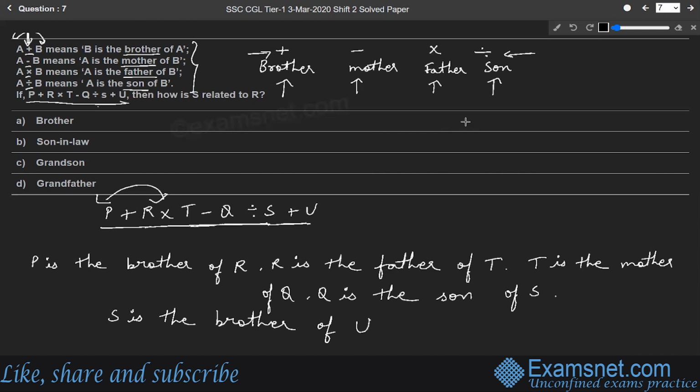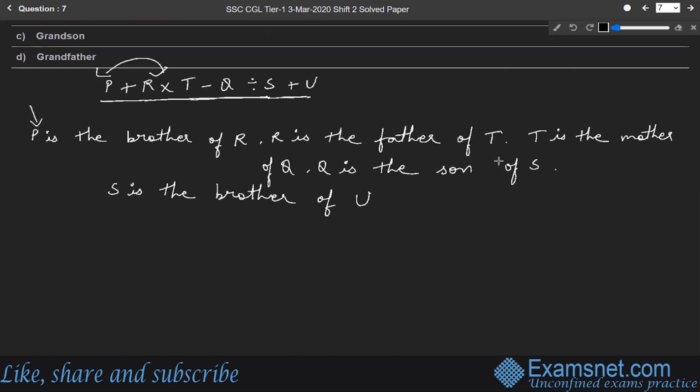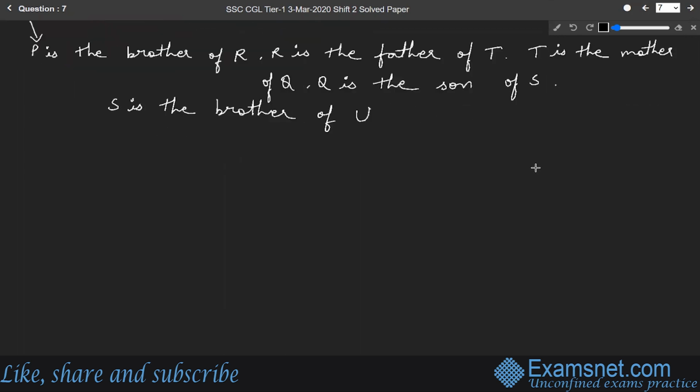Now the relationship is very clear to us. But in this question, we have to find how S is related to R. So by these words, we cannot understand how S is related to R. So let us do one thing. Let us make some symbols and give some meanings to each and every symbol. See, we have the relationship of brother, father, mother, son, and again brother. So let us make 5 different symbols here.